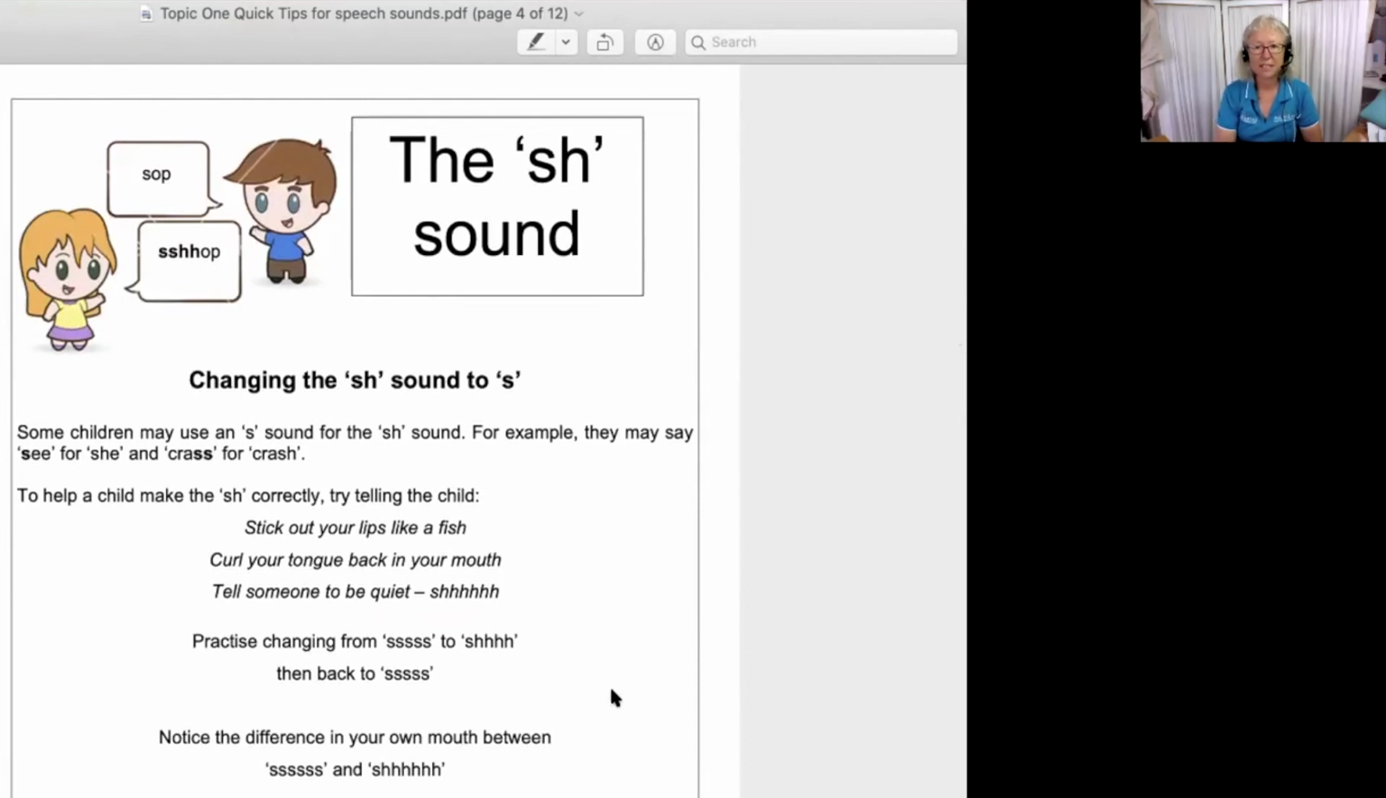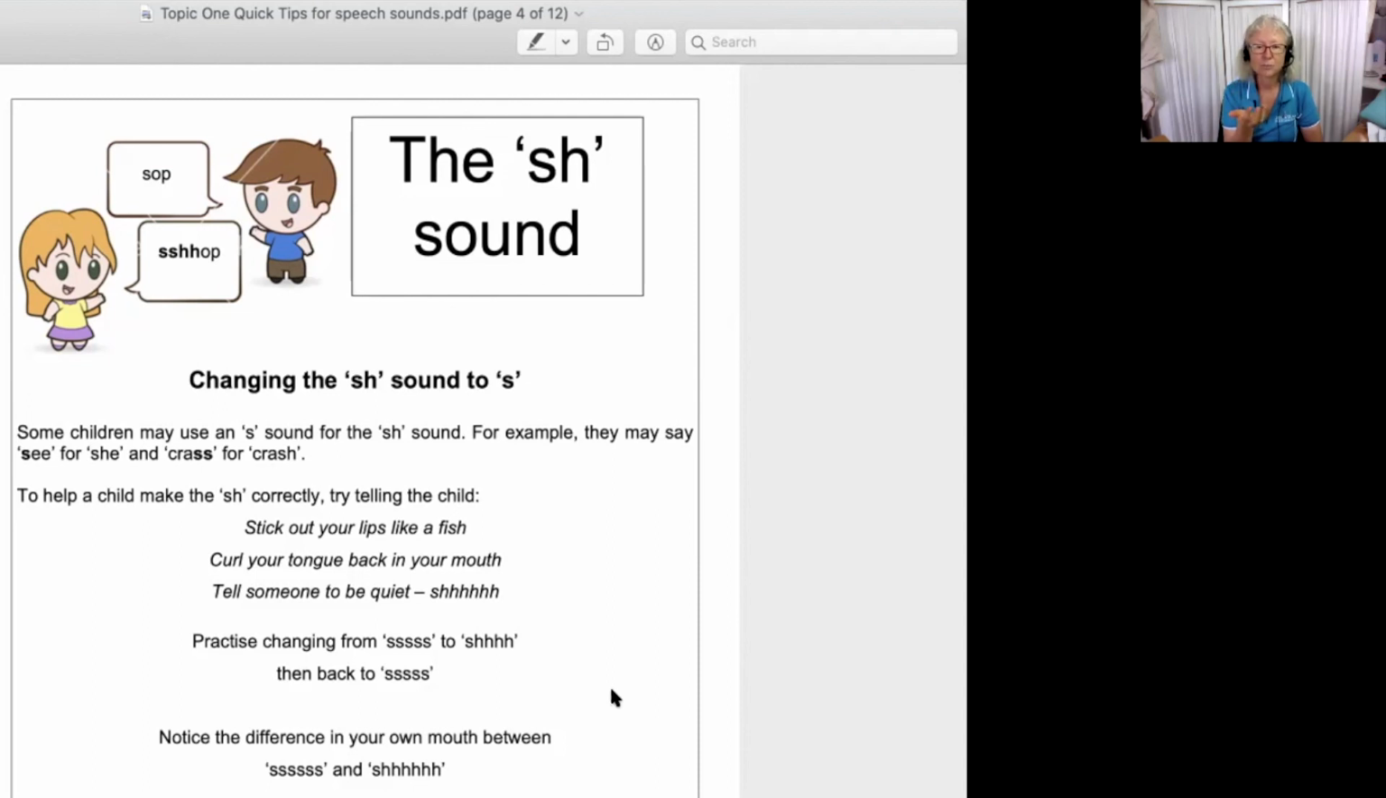This child is saying s instead of sh. So what are they doing? Well, the place, they're both middle sounds, but remember sh was a little bit further back in the middle section, wasn't it? But are they both voiceless sounds? Yep, they're not changing the voicing. Are they both fricatives? Yes. So this child is just having difficulty with the placement of the tongue.